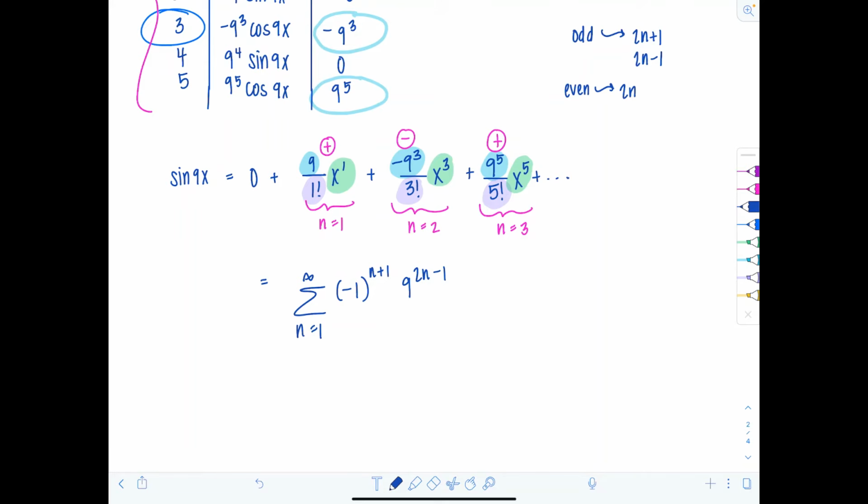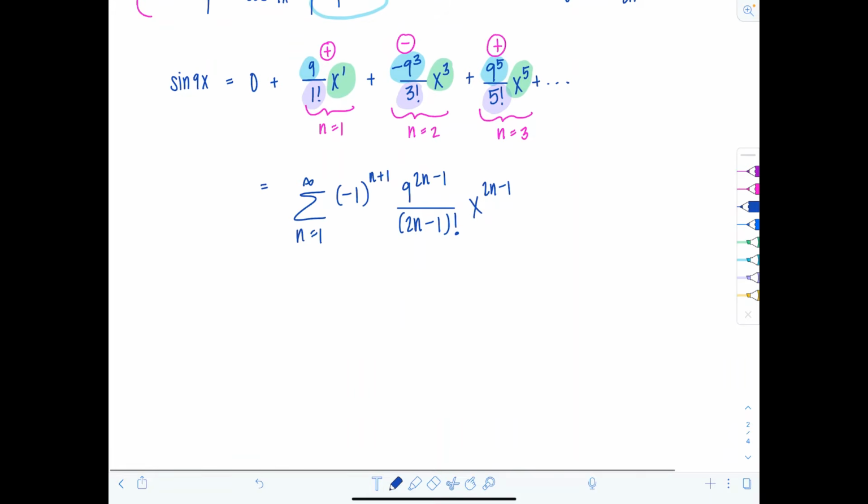Okay. Then in the denominator, we've got 1 factorial, 3 factorial, 5 factorial. So notice the factorial matches the exponent on 9. So it's going to be 2n minus 1 factorial. And then we have x raised to the same power, so it'll be x to the 2n minus 1. Okay, this is one option. Or you could start at n equals 0. Yes, I kid you not.